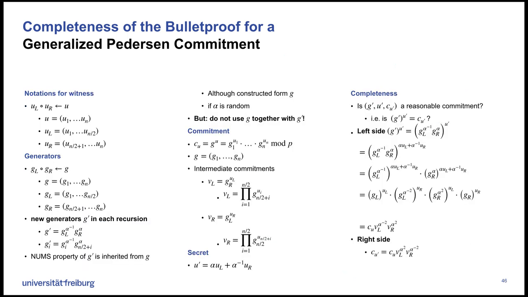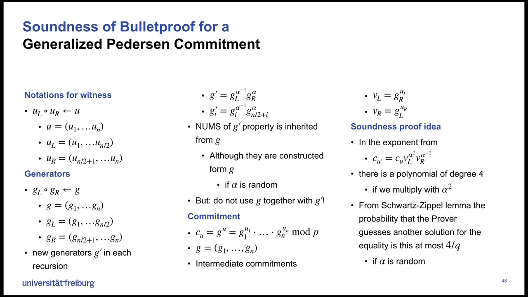And why is it working? Because I get an exponent, a polynomial of degree 4, if I multiply this with alpha squared. So I have a polynomial of degree 4, and I have a random value in this polynomial. And the only way to cheat is if I get another value of this polynomial which has the same value.